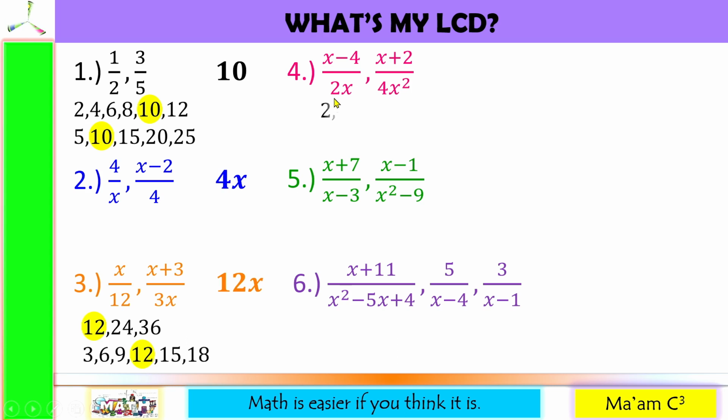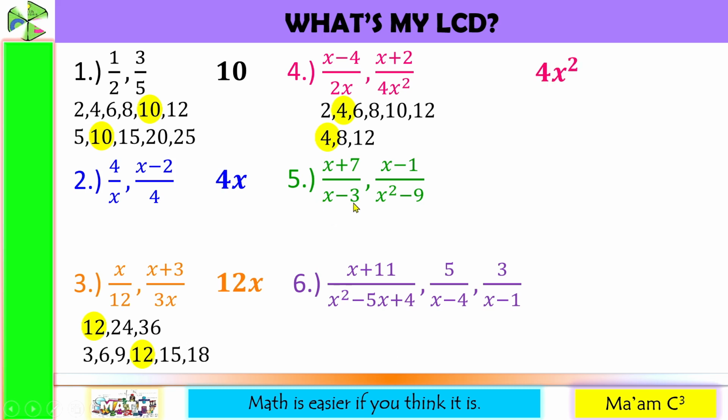Number 4, again, let us deal first with the constant. Let us skip counting by 2. Now let us skip counting by 4. The least number of the constants is 4. Now for the variable, we have here x raised to the first power and x raised to the second power. The technique is choose the variable raised to a higher exponent. So in this case, we're going to choose x squared and multiply it with the LCD of the constant, which is 4. So we have 4x squared.